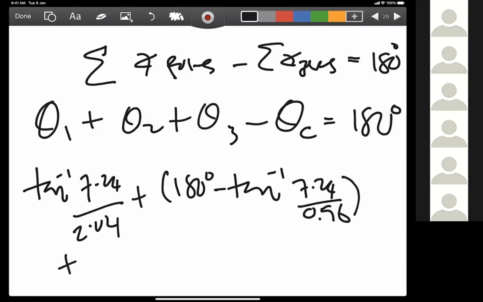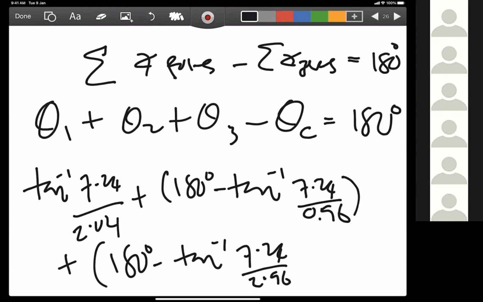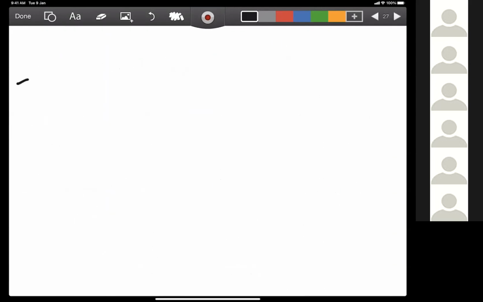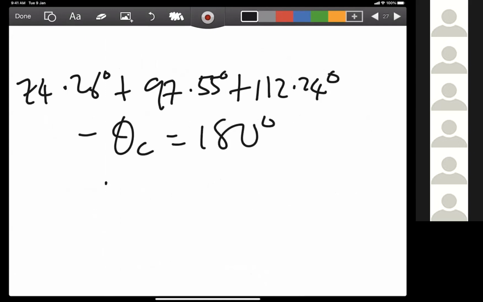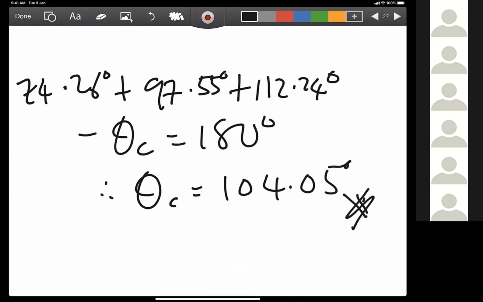Theta 3. Theta C. So you will get 74.26 degrees, 97.55 degrees, plus 112.24 degrees. So that is theta C.